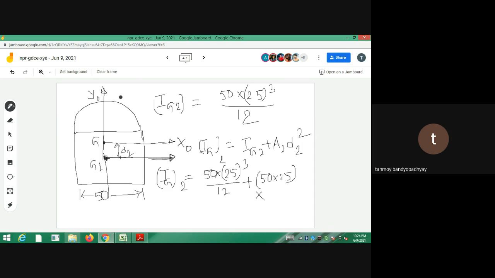So what will be D2 now? D2 will be equal to y bar minus 25 by 2. Up to this distance is y bar, and this distance is 25 by 2. So D2 will be equal to y bar minus 25 by 2. You put all the values you have and then you can calculate the value of D2.